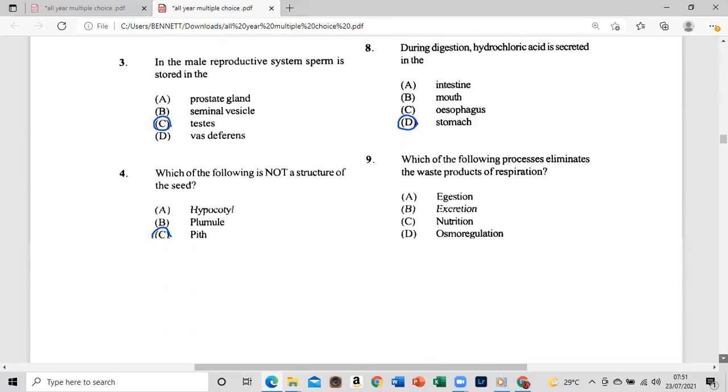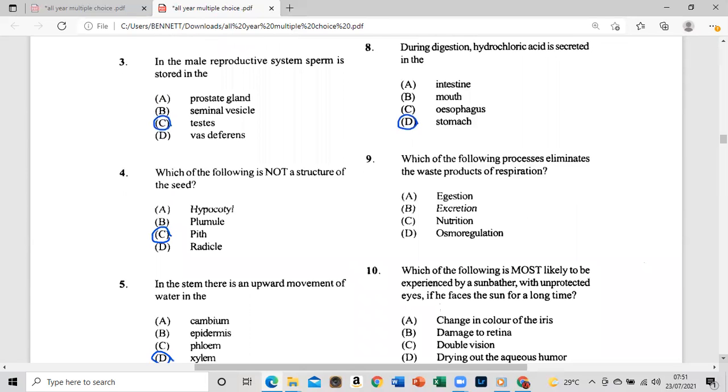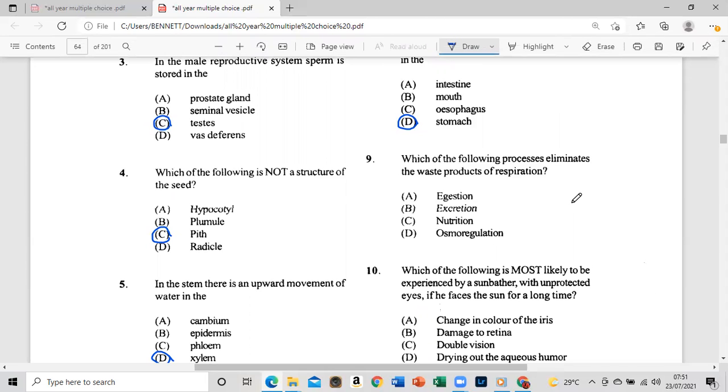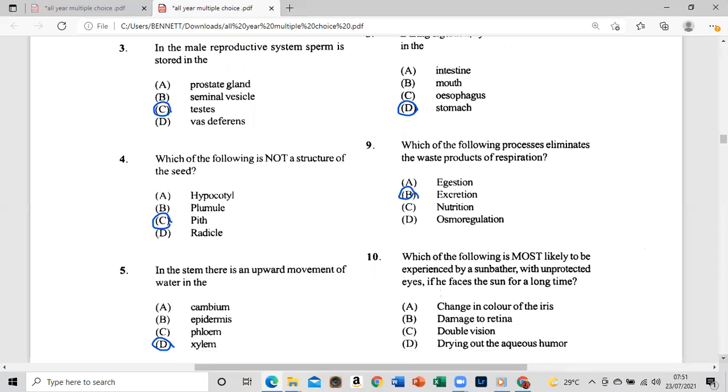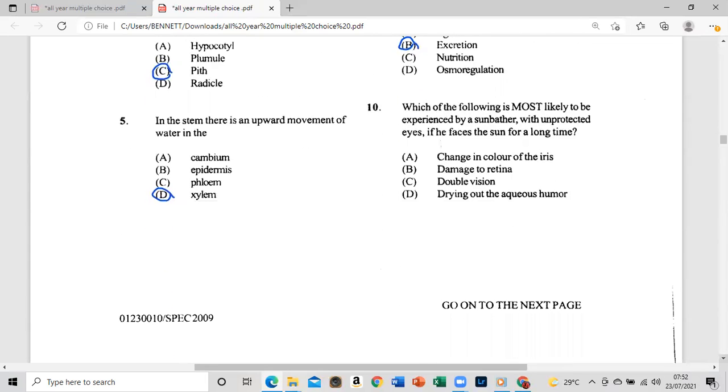Which of the following processes eliminates waste products of respiration? Is it A, digestion, B, excretion, C, nutrition, or D, osmoregulation? And that is B, excretion. So excretion is the answer for which process eliminates the waste products of respiration. All right.